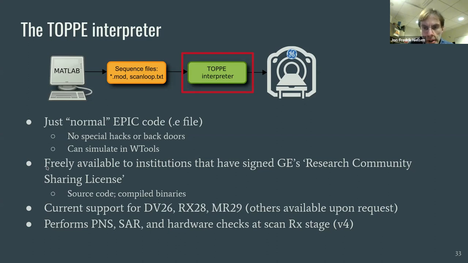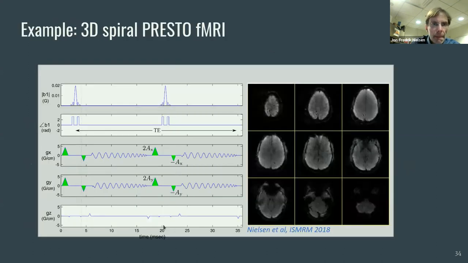You just need your GitHub username. It's a private repo. As long as your institution has a GE research scanner, you're already good. And we support at the moment these software releases. We've done older ones too, but those are the ones that are in active use, as far as I know. There are some new additions in the latest version, so that it does PNS checks, as I said. And it does SAR and hardware checks. It calls some of those standard EPIC safety routines. So this is just a brief gallery of a few things that we've done with it.